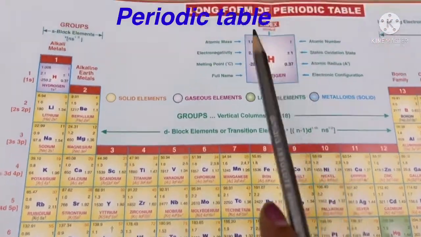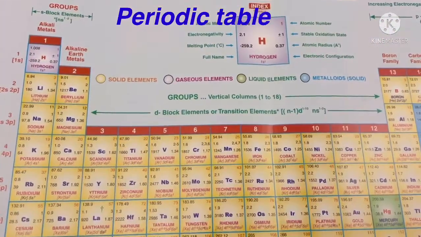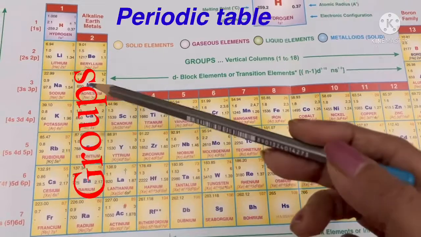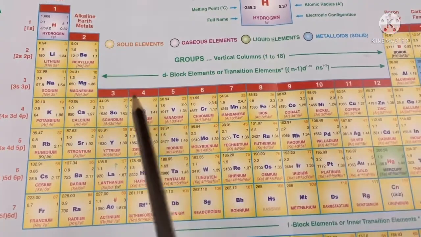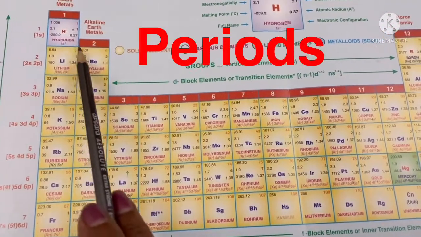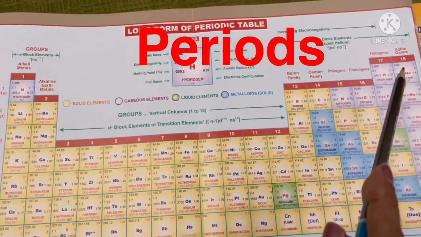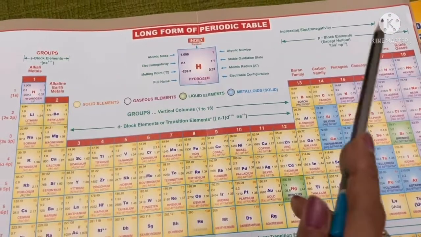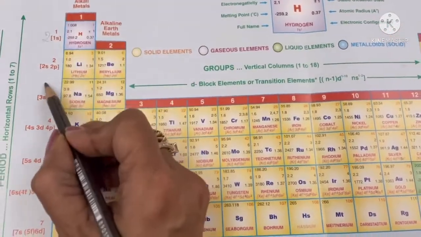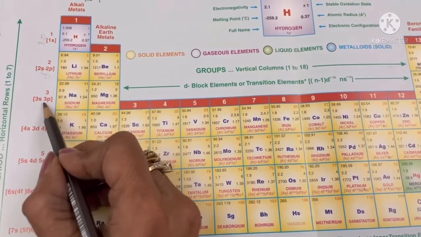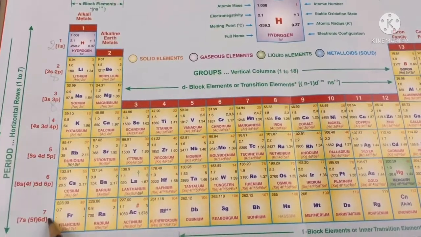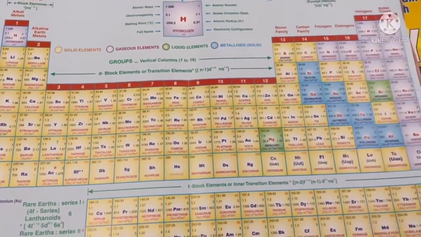Let us look at the long form of the periodic table. You have learnt in class 10 that there are vertical columns in the periodic table which are called groups, and horizontal rows which are called periods. The first period contains just two elements, hydrogen and helium, then 8 elements in the second period, 8, 18, 18, 32 and 32. This is how the periodic table has been set.